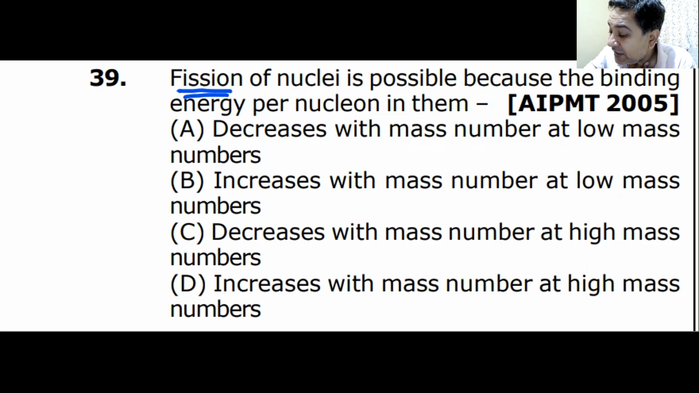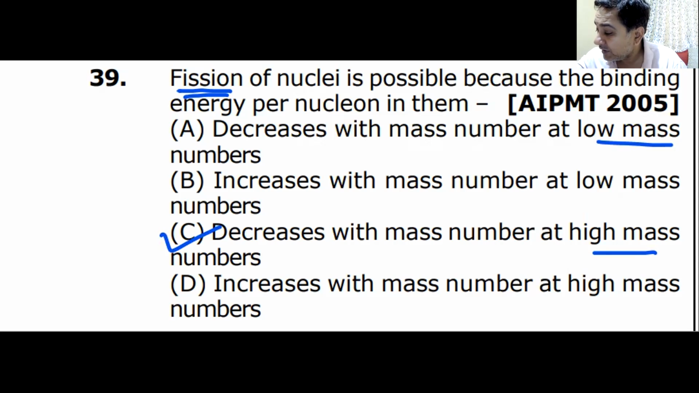Fission cannot happen for low mass numbers. Fission only happens at high mass number. Why are you stuck on A and B? A and B are for fusion. Do we understand this? So what is the correct answer? C. C is the correct answer, because with higher mass number, binding energy decreases, it becomes less stable, and that is why they break. Do we understand this?